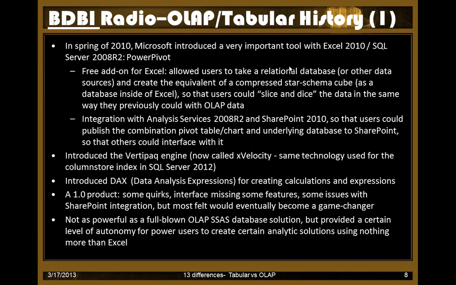to as XVelocity. It's a technology that creates a column star index that compresses data down to about a factor of 8 to 1 or even greater, and allows people to query 20, 30, 40 million rows or more very, very quickly. Now, this was not a full-blown OLAP solution, but it opened the door for business users to take segments of information within a company and build analytic star schema cubes using nothing more than Excel.